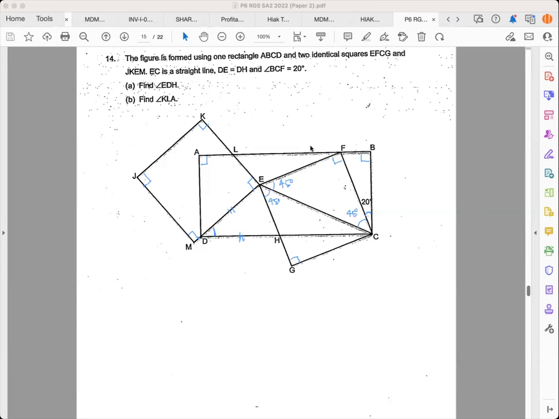Anything else I can find? Okay, we can find this angle also. So this is a right angle. So in other words, angle ECH will be equal to 90 degrees minus 45 minus 20. You get 25. So this is 25.